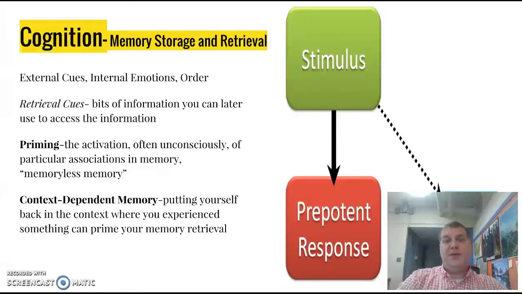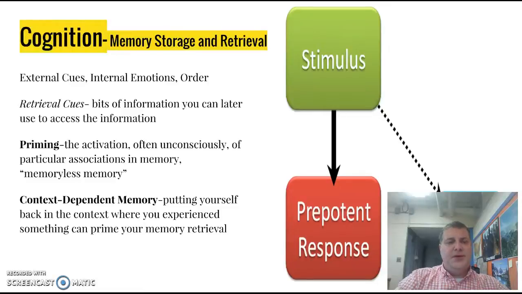Retrieval cues are bits of information you can later use to access information. This is called priming, the activation of particular associations of memory. Yet again, what did you eat for supper last night? What did you eat for dinner? What did you have for a snack? You can't think it up off the top of your head, but if somebody primes you with a question that can help you understand it, you can remember things a little bit better.